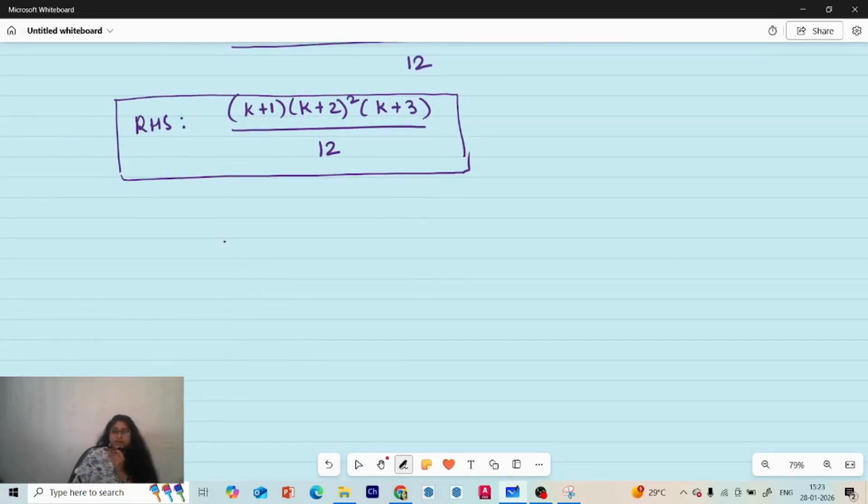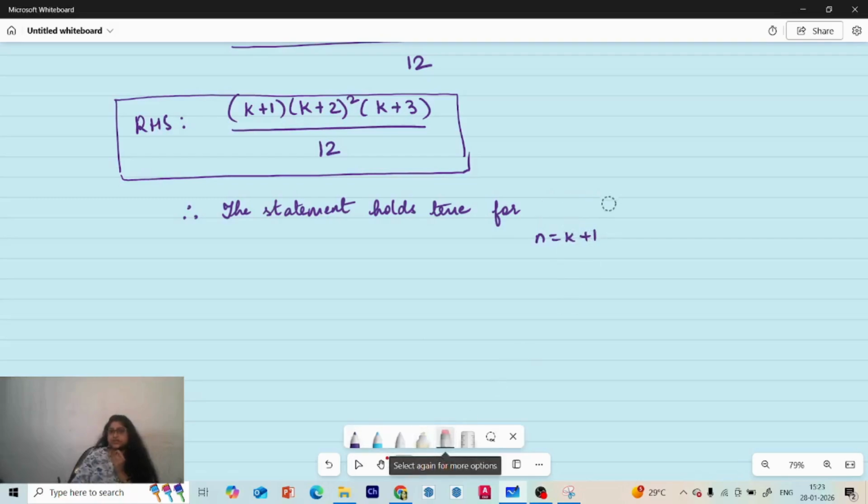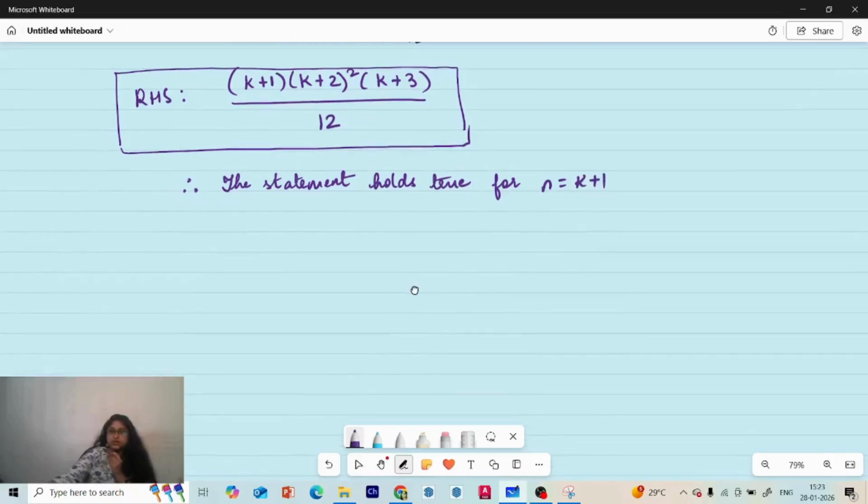Let's write that down. Therefore, this statement holds true for P of k plus 1. Or you can even write for n is equal to k plus 1, either of the two. Okay? You can write either. Let's write for n is equal to k plus 1. So you will write one more therefore.